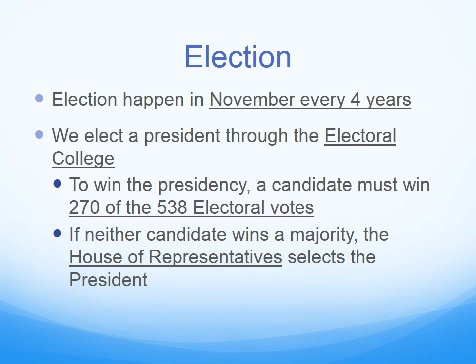Those 3 additional Electoral College votes actually come from Washington, D.C., so you'll learn about that as one of our later amendments in 2B. All right, so in order to be the president, you have to get 270 of the 538 Electoral College votes. If neither candidate wins that 270, then the House of Representatives selects who the president is. Again, we'll get into all of that in Unit 4.